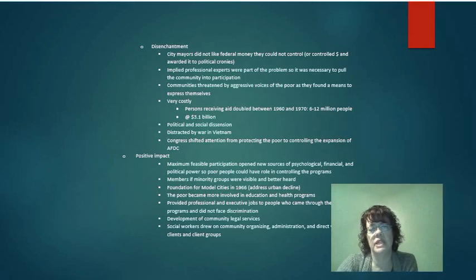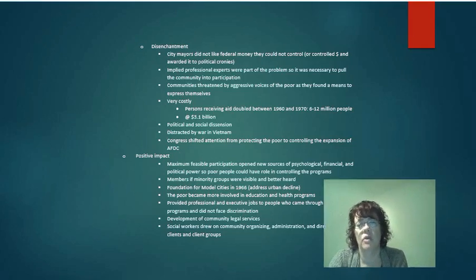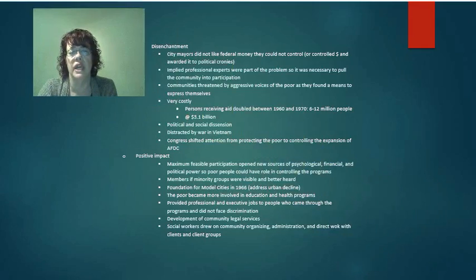Okay, so disenchantment. City mayors did not feel like they could control the federal money, or they controlled the money and awarded it to political cronies. It implied professional experts were a part of the problem, so it was necessary to pull the community into participation. Communities were threatened by the aggressive voices of the poor as they found a means to express themselves. It was very costly. The number of persons receiving aid doubled between 1960 and 1970, from 6 million to 12 million people, about $3.1 billion. Political and social dissension.